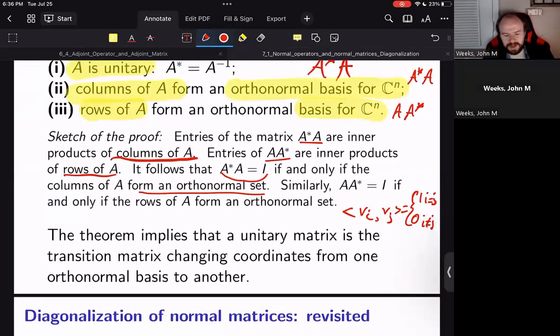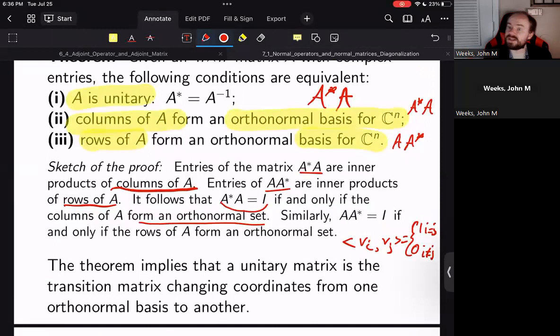So this will imply for us that a unitary matrix is a transition matrix, changing coordinates from one orthonormal basis to the other. Remember, that's because whenever you take an orthonormal basis and put its vectors up and down as the columns of a matrix, then that's exactly a transition matrix. So all of our transition matrices are unitary.